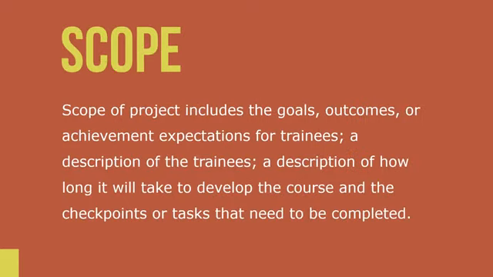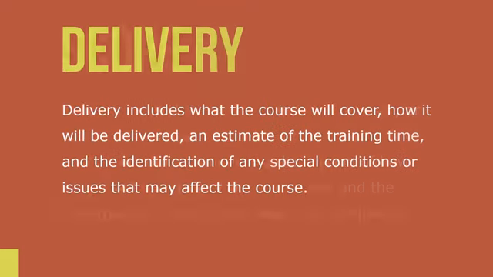Scope of the project includes the goals, outcomes, or achievement expectations for trainees, a description of the trainees, a description of how long it will take to develop the course, and the checkpoints or tasks that need to be completed. Delivery includes what the course will cover, how it will be delivered, an estimate of training time, and the identification of any special conditions or issues that may affect the course.